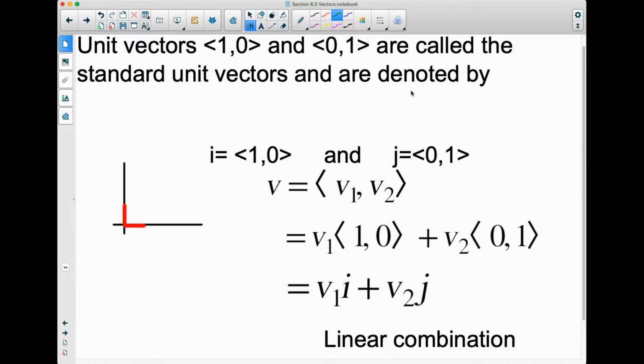A linear combination is just another way that we'll write them, because you'll see that written more when you go into calculus and stuff like that. And they actually use little hats. But we're not doing the little hats.